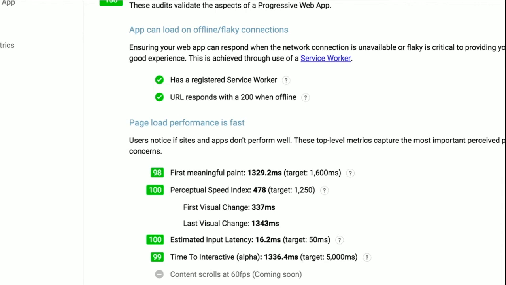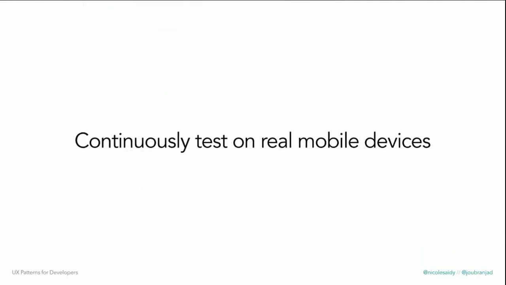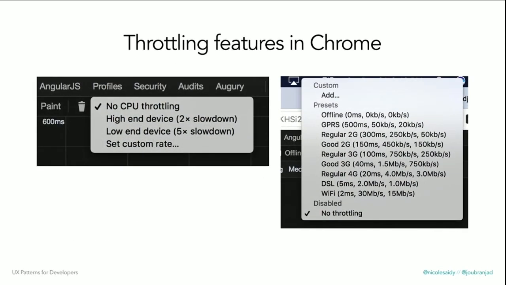And my personal tip is to always continuously test on real mobile devices. So make this part of your developer routine. We always test on Chrome DevTools, on a MacBook Pro or on a Lenovo, but that's not going to simulate what happens on mobile. And you can also use throttling features in Chrome. Also do use them, but make sure that they do not replace real testing on real devices. I personally use a lot the CPU throttling and network throttling as well.